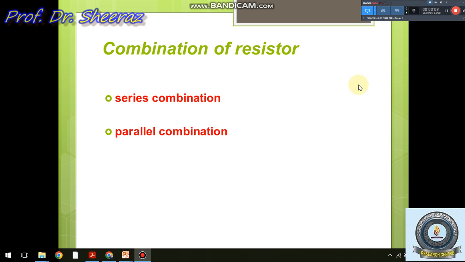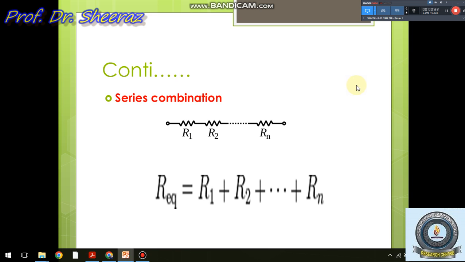Okay students, as we were discussing in the previous lecture, resistances can be added together in two forms. Either they are present in the series combination or they can be available in parallel combination. In the case of series combination, we have several resistances R1, R2, R3 up to Rn. If we combine them in series, their net resistance or the total resistance is equal to the sum of all these: R1 plus R2 and so on up to Rn.